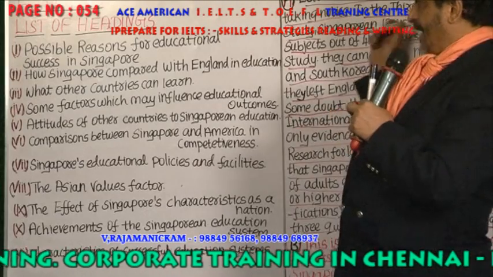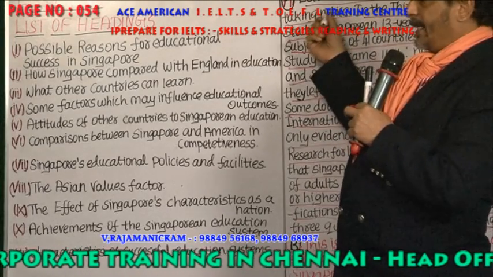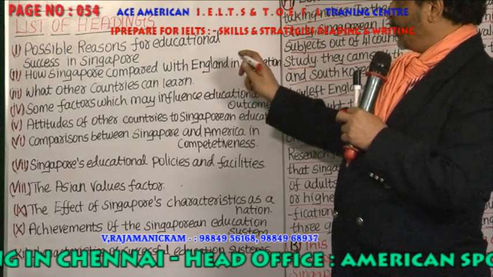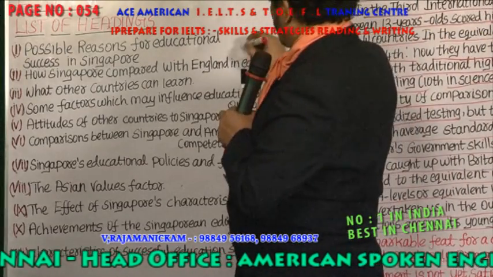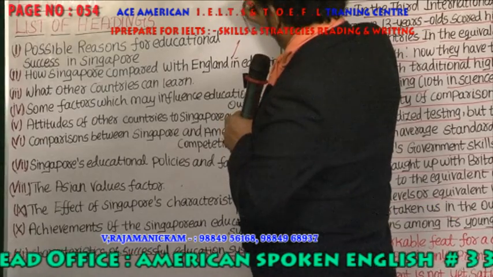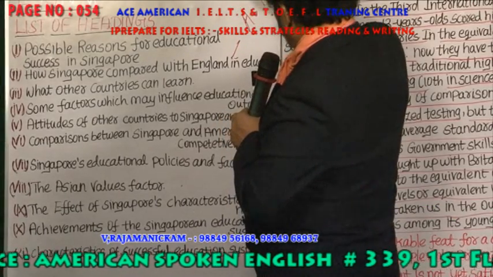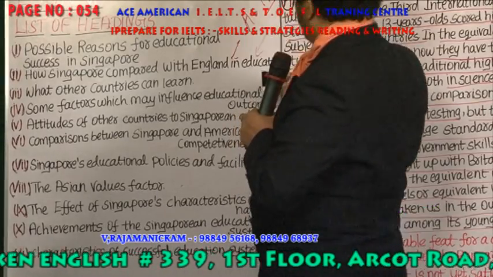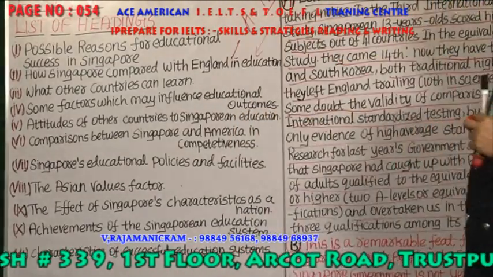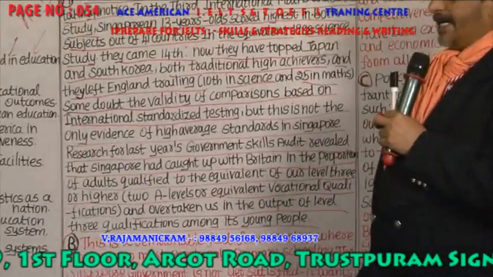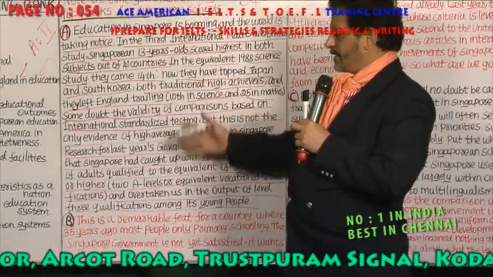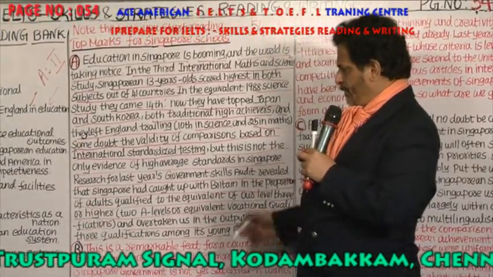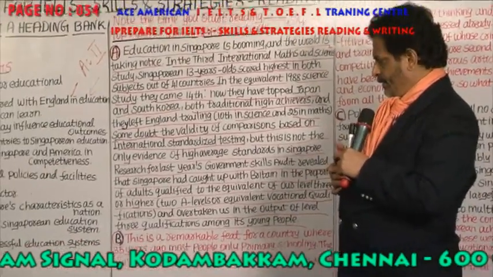So definitely the first paragraph A can be matched with number 2. So, how Singapore compared with England in education? So A is equal to second. So this will be the correct heading. So this is the correct answer for A, right? Singapore compared with England in education. So mostly the comparison goes on for Singaporeans and England. So coming to the next paragraph. What is the next paragraph?